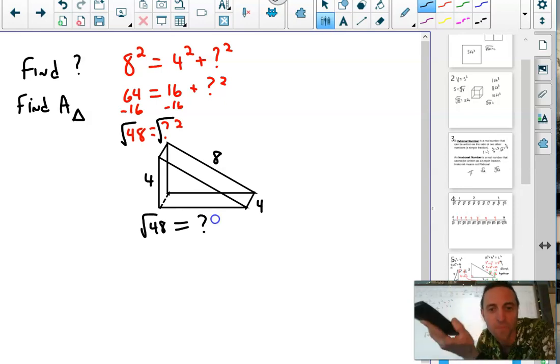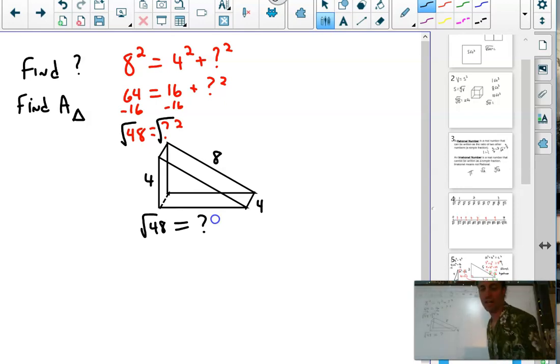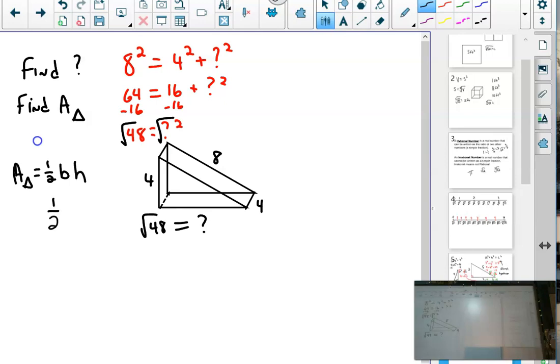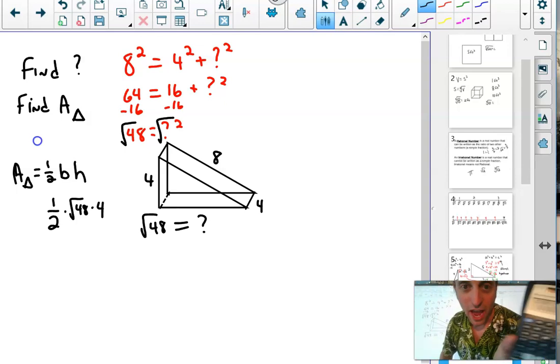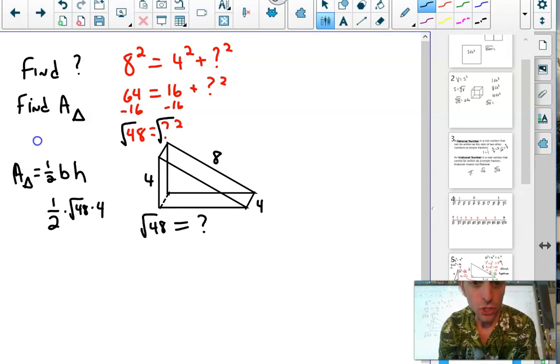Crazy. Two problems in a row. So it's roughly 6.928. Again, if I want to find the area of that, well, okay, area of a triangle equals 1/2 base times height. The base is now the square root of 48. The height is 4. So wait a minute, I already have the square root of 48 on my calculator. 4 times 1/2 is 2, so I could just multiply that by 2.